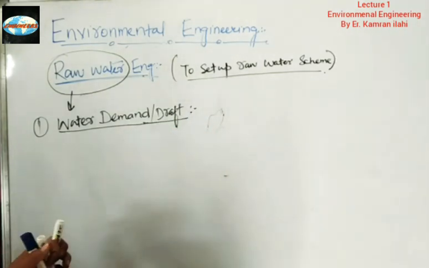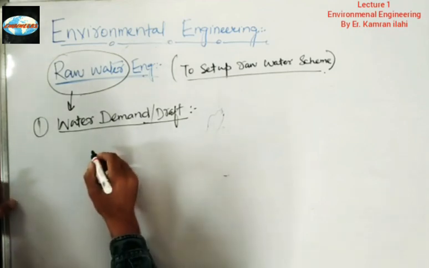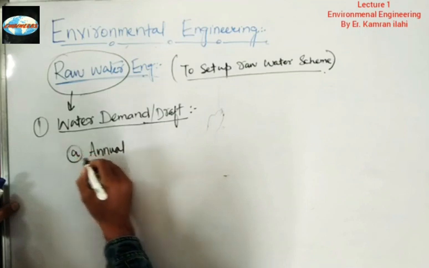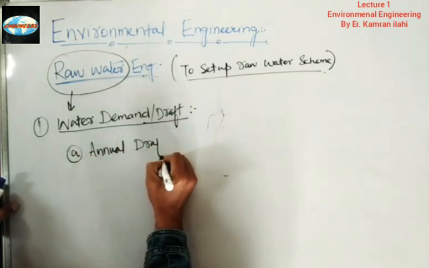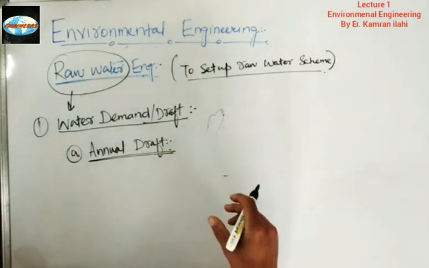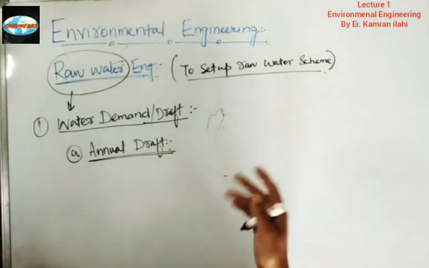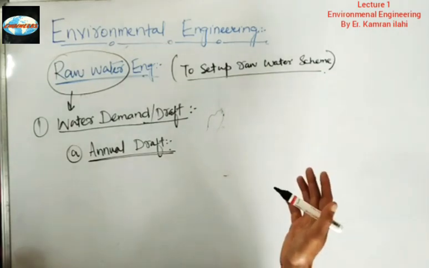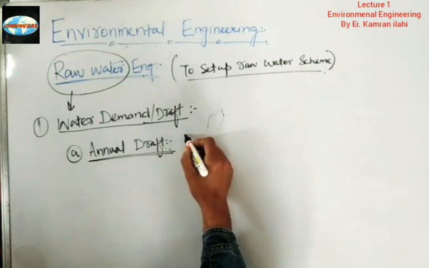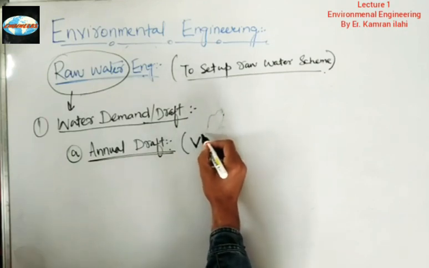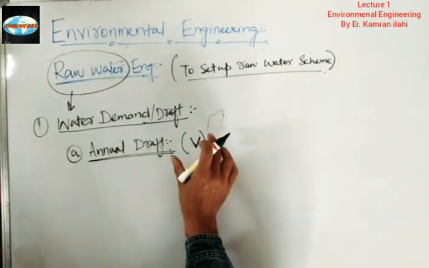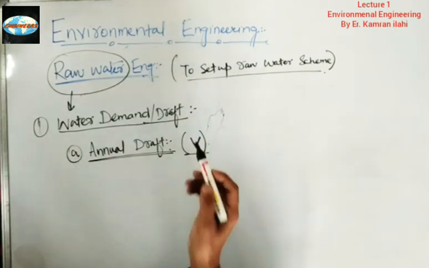We have annual draft, first of all. What's annual draft? This is the total amount of water required by the community in 1 year. This is called annual draft or annual demand. Let me represent it by V: the total volume of water that's required by a community in 1 year.